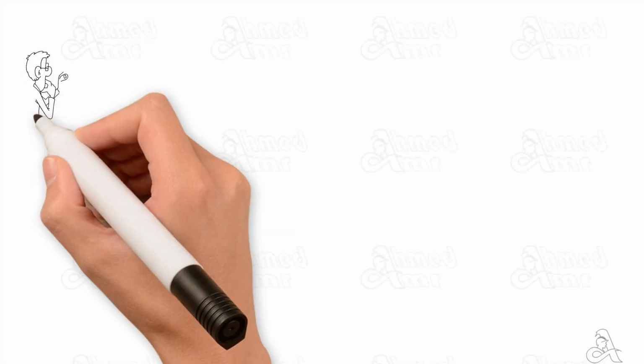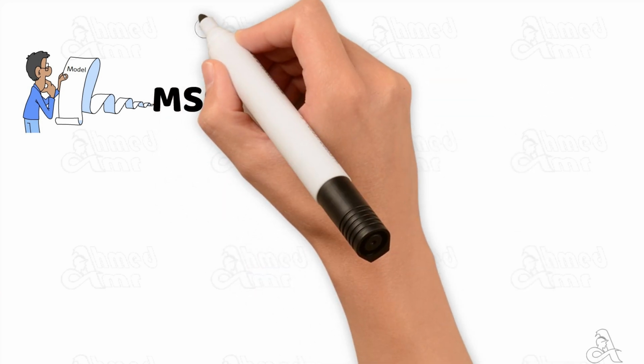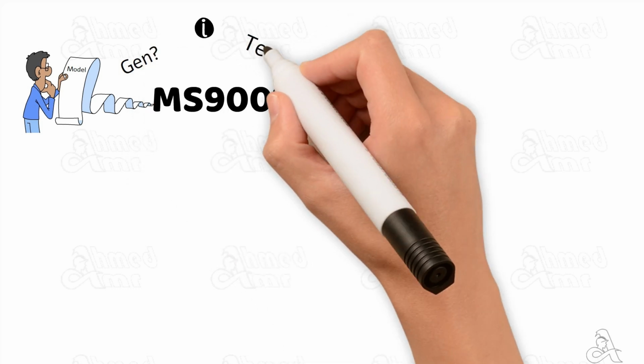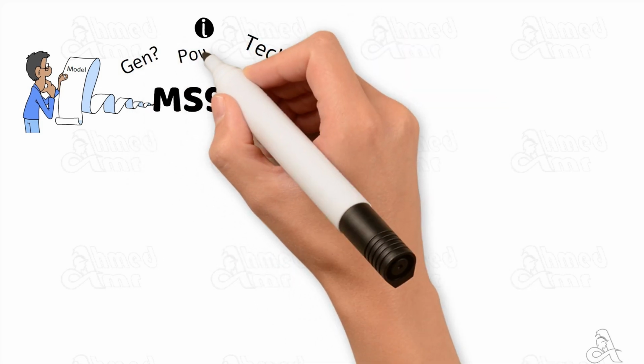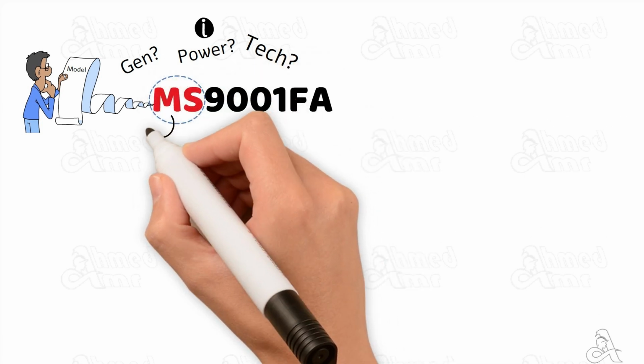The first thing we see in the manual is the model name, MS9001FA. From this code, you're supposed to understand the turbine family, the technology generation, and roughly what kind of power output it's built for. Let's start with the first part, MS.